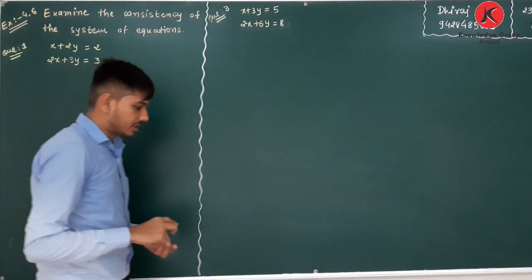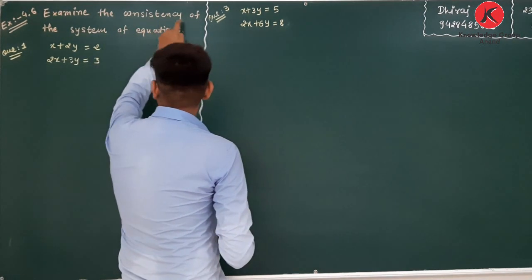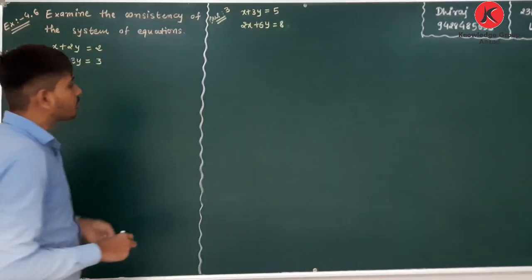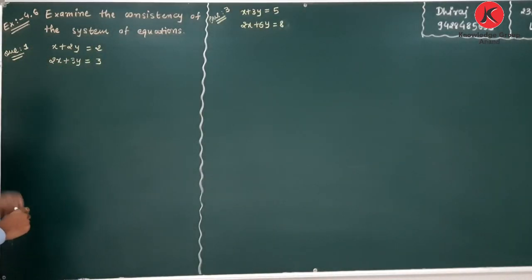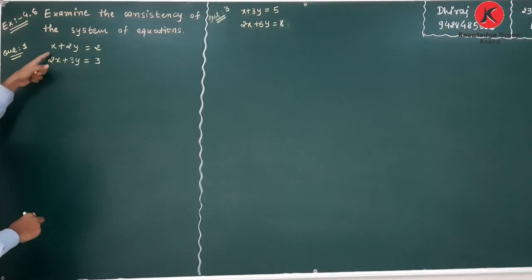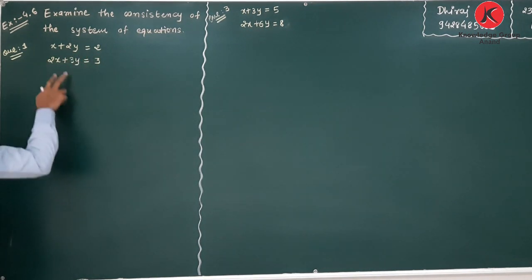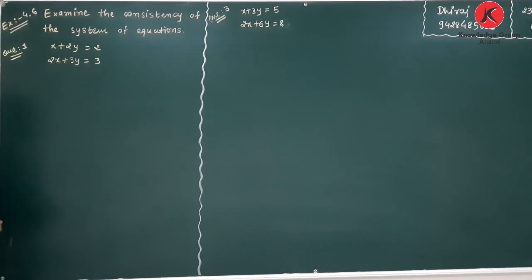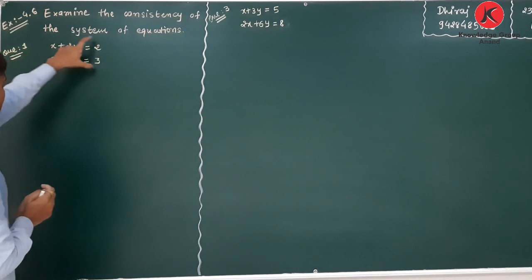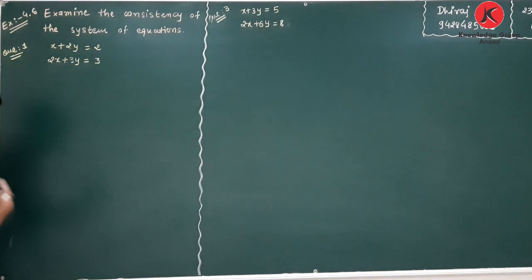Exercise 4.6. Examine the consistency of the system of equations. Question number 1 is x plus 2y equals 2, 2x plus 3y equals 3. Is this system of equations consistent or not?